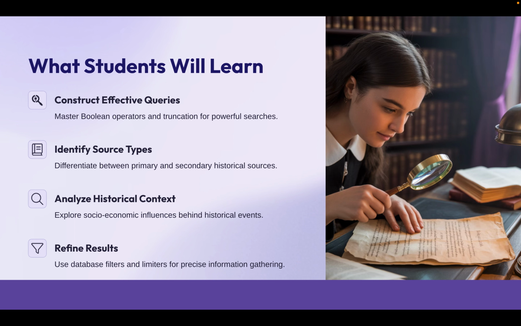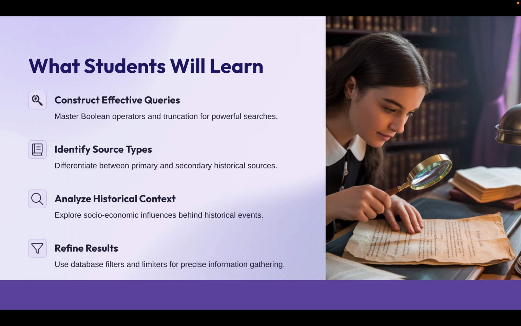The tutorial walks them through how to use Gale's filters to find specific document types like court records, diaries, or journal articles, and then how to determine what qualifies as a primary source or secondary source. Third, they'll explore how socioeconomic factors contributed to the Salem witch trials, which is the topic of our case study. Rather than focusing only on dates and names, students will practice asking analytical questions about wealth, class, gender, and motive, digging deeper into historical causation.